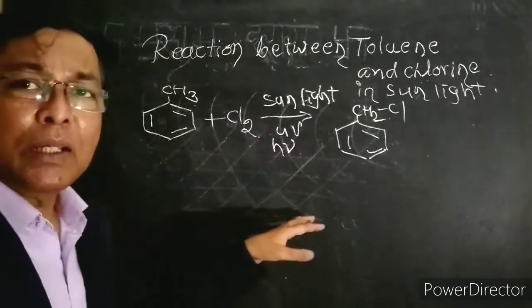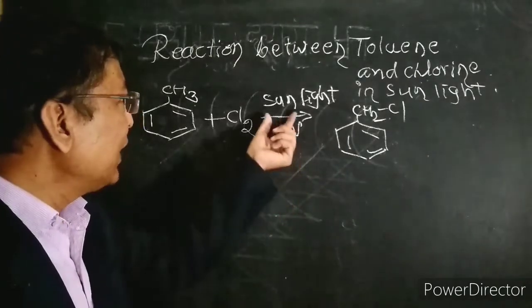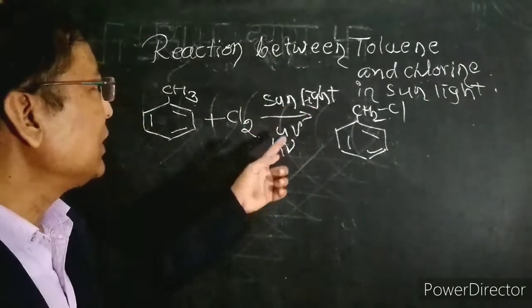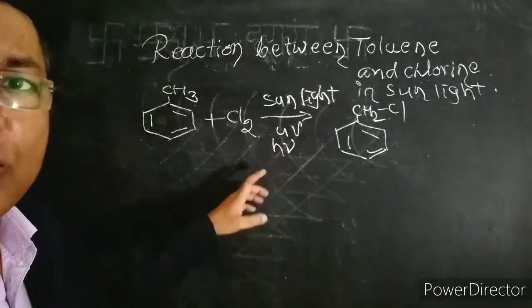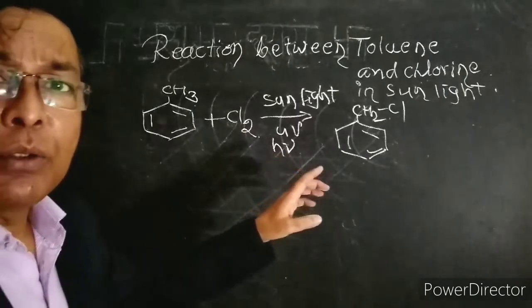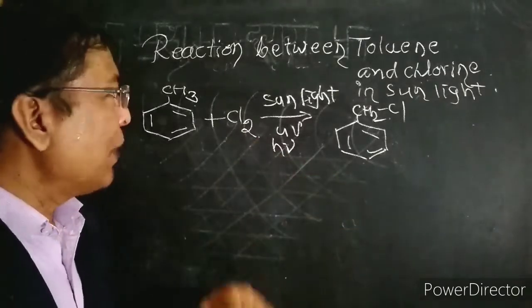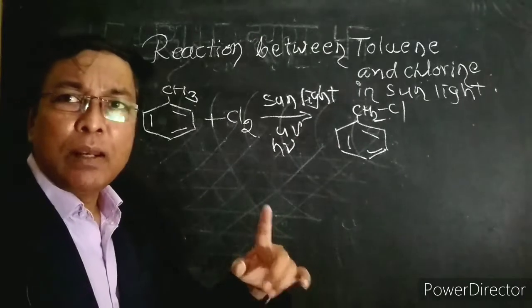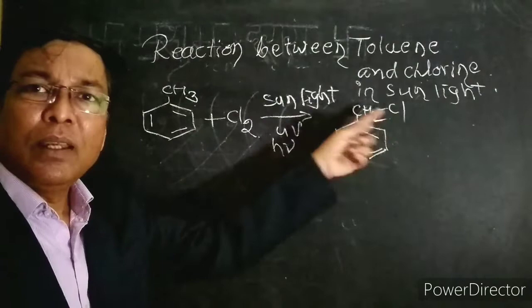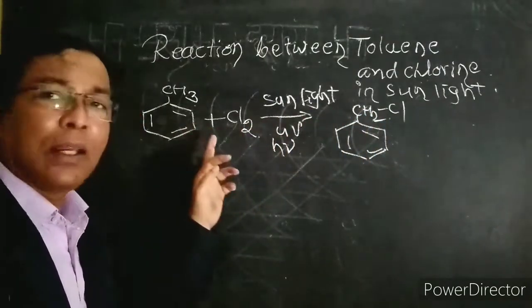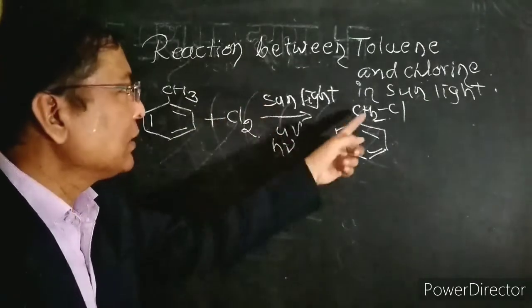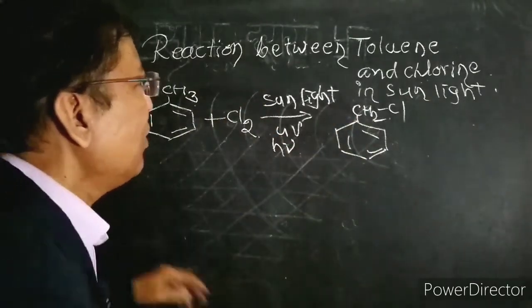You have to remember that when a halogenation reaction is carried out in presence of light or sunlight or UV or h nu, the reaction takes place according to the free radical mechanism, and the free radical mechanism always results in a side chain product. Halogen will not attack the benzene ring, halogen will attack the side chain, so we get the side chain product. So we get here benzyl chloride.